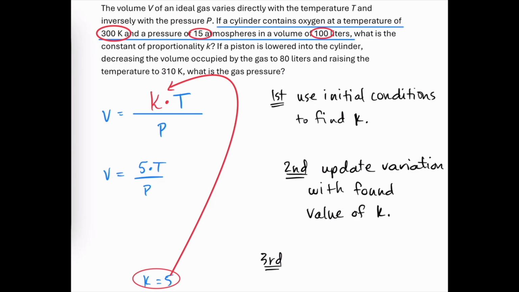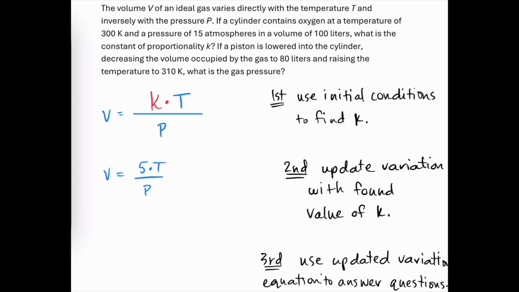And then the last thing that we're going to do is we're going to use the updated variation equation in order to answer any remaining questions. So let's go back up here to the problem and notice that we've already found that constant of proportionality, K. K was 5. So the remaining question that needs to be answered is to find the gas pressure if the volume is decreased to 80 liters and the temperature is increased to 310 Kelvin. So we'll plug 80 in for the volume and 310 in for the temperature and then solve for P using again this updated variation equation.